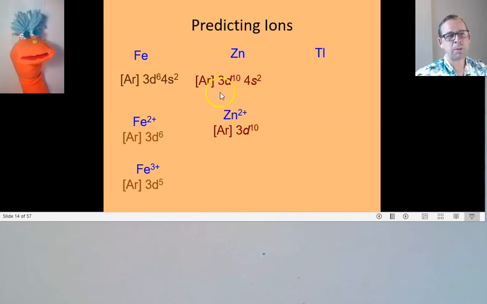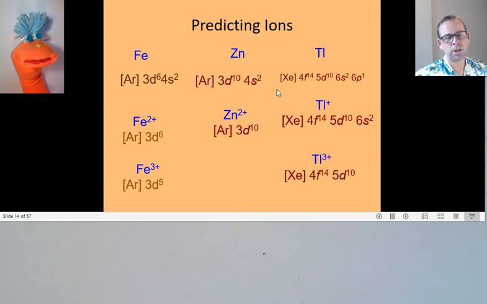Good. How about the thallium? Thallium, it looks like a +1 and a +3. Very good. A +1 and a +3 ion. Excellent. Good work.